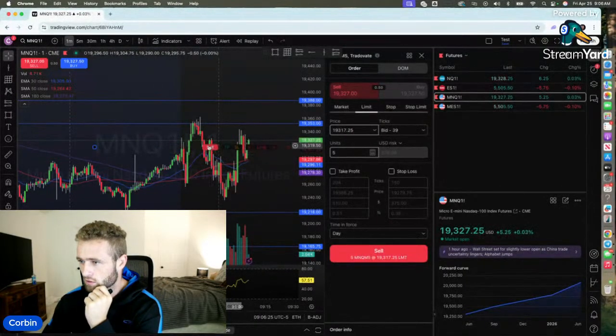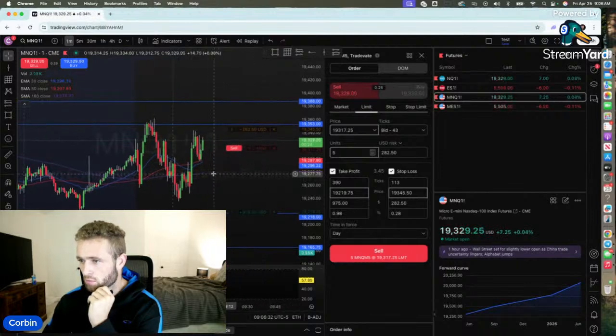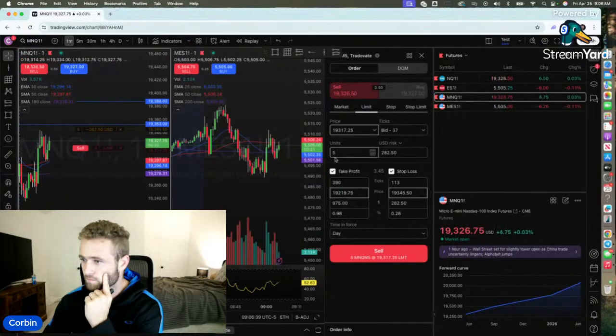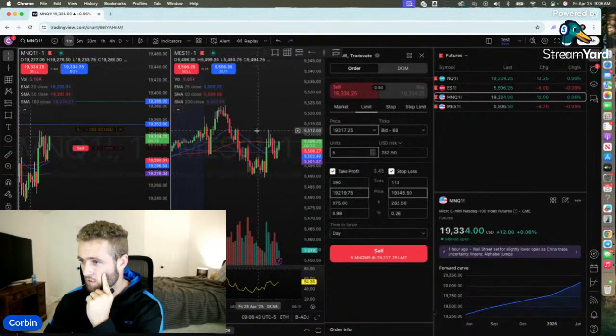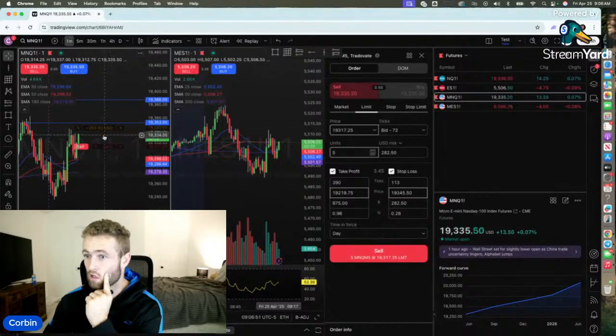If I'm going to sell it, my stop loss is going to be there. Take profit is going to be there. But I definitely want to see how we react to this level here, because ES made a lower high while NQ made a higher high.